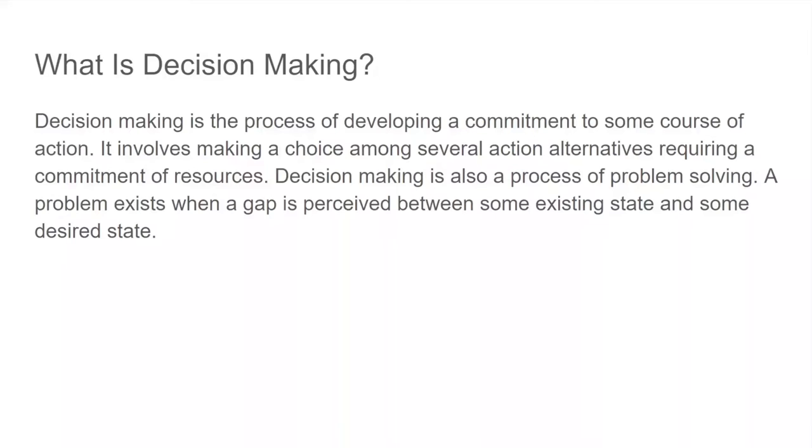Decision making is also a process of problem solving. A problem exists when there is a gap between some existing state and some desired state. So when we think about this issue of decision making, we've got several alternatives. So we've got an alternative here, an alternative here, an alternative here. And our question is, should we do this route, or this route? And the more options we have, I'm assuming in my little example here, three alternatives. Maybe there's 30, maybe there's 300, maybe there's 3,000. What alternatives should we check?